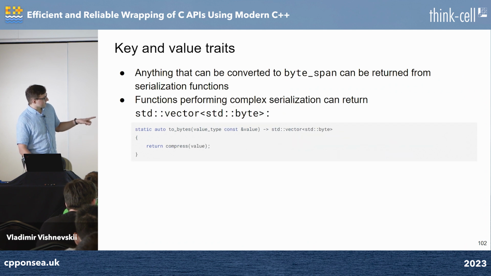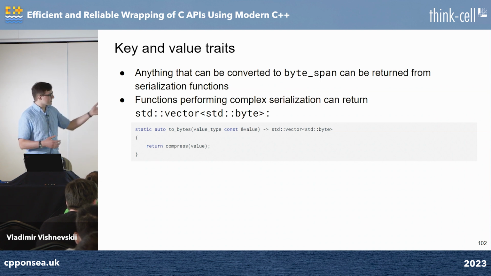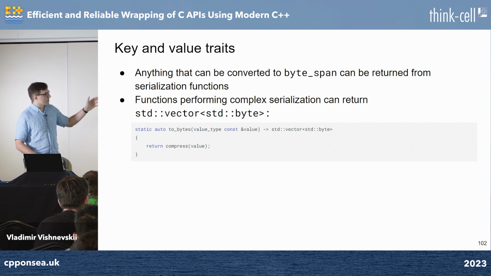So generally speaking, if we have more complex serialization, we need to return some storage of the data. For example, here the vector of bytes, because we use compress here, doesn't actually correspond to the bytes of the object. It's just some other data that was produced by the compress operation. So it will be good if we are not that restricted in what we are returning.